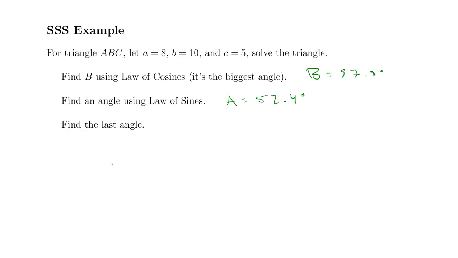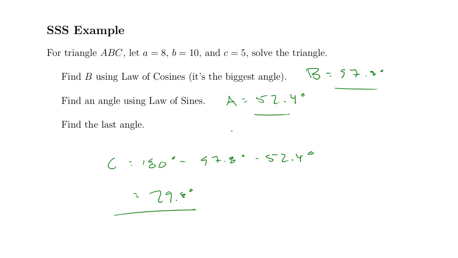And then it's pretty easy to find the last angle, because we know that C is going to be 180 minus 97.8 degrees minus 52.4 degrees. I'm just going to run through that real quick. So 180 minus 97.8 minus 52.4. There we go, 29.8 degrees. That looks about right. So there we go, we've got our three angles that we need.